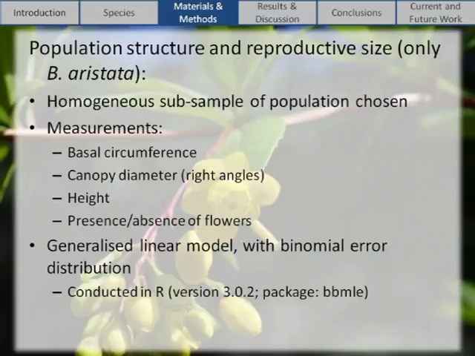Now, I made various measurements, and I used the generalized linear model in R to get an estimate of the reproductive size of the population. As you'll see, I used a subsample of that population because it was much too large to include the entire population. I had no idea that it was so big. So I chose a homogeneous representative subsample of the population to get the bigger picture.